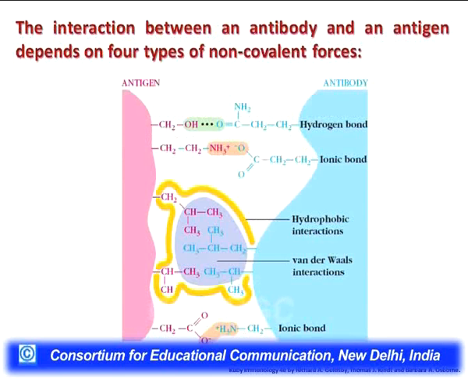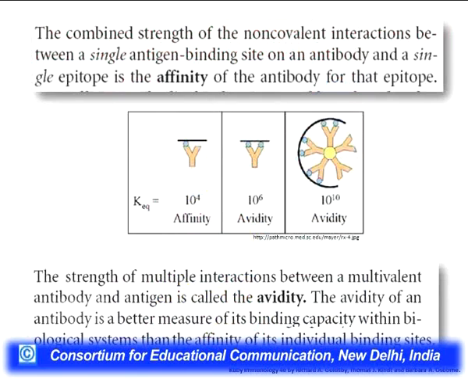Now, these are the various forces which play a major role in the interaction of the antigen and the antibody: the hydrogen bond, where there is a sharing of a hydrogen between electronegative oxygens, then the ionic bond, then hydrophobic interactions, as well as van der Waals interactions. So all these forces play a major role in the interaction pattern of the antibody and antigen reaction.